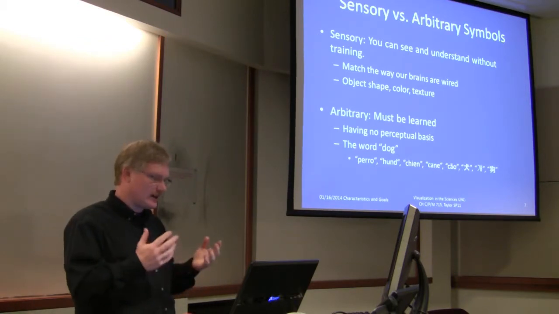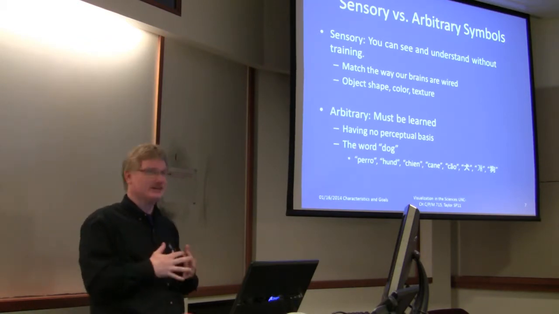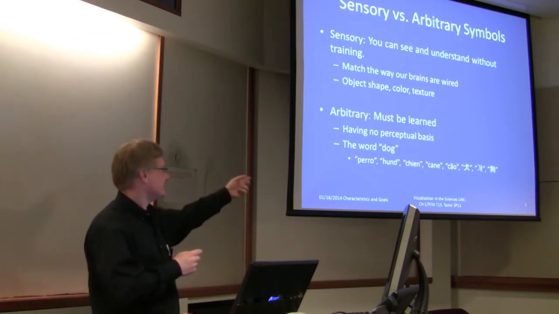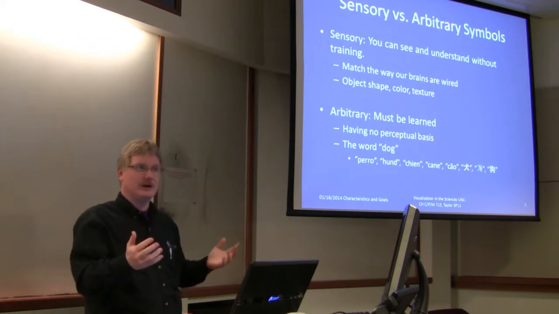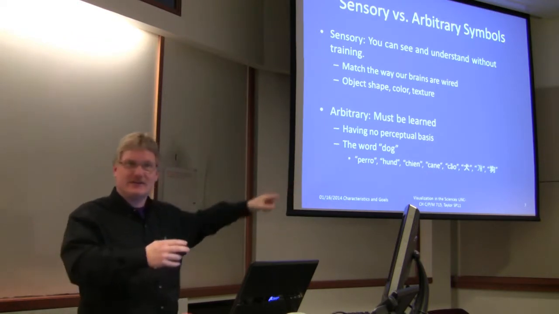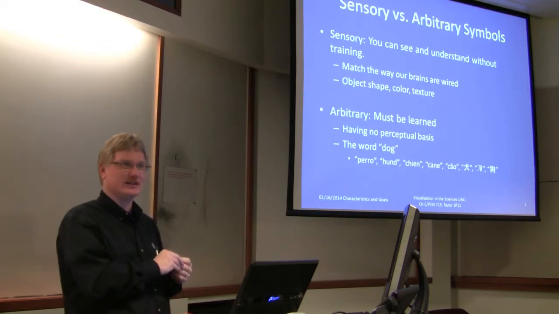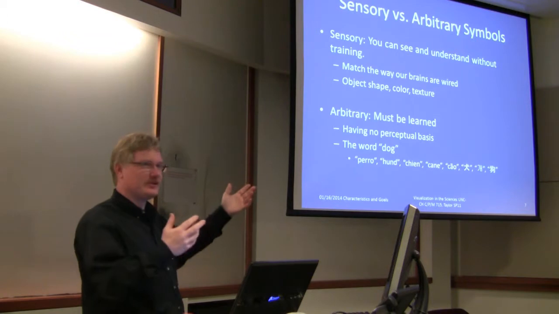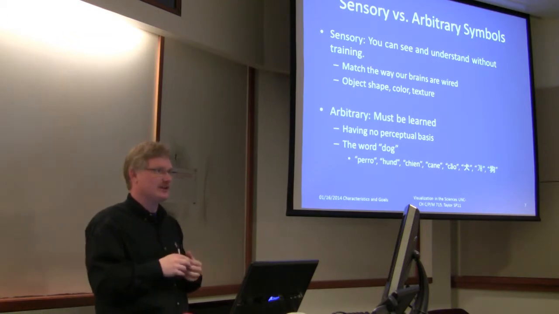Arbitrary symbols are arbitrary, right? You have to learn them. And so, the word dog, right? All of these things mean dog. I'm trusting the translator that I got this from. For some of these, I have no idea if it means dog, and some of you are laughing, so maybe it doesn't. But the point is, there's no way to know this unless somebody told you how this works, right?